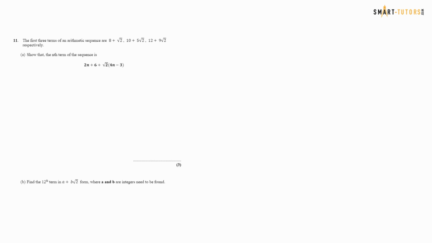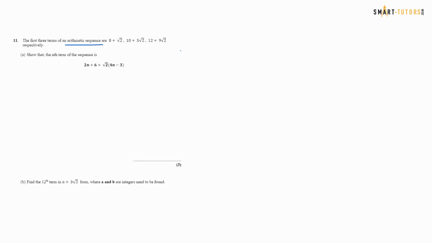Question number 11. The first three terms of an arithmetic sequence are 8 plus root 2, 10 plus 5 root 2, 12 plus 9 root 2 respectively. Show that the nth term of the sequence is given by an expression. They have asked you to show. This type of question we are predicting for next year. They might include surds inside a quadratic or linear sequence. Let's start with this sequence. This is the arithmetic sequence.